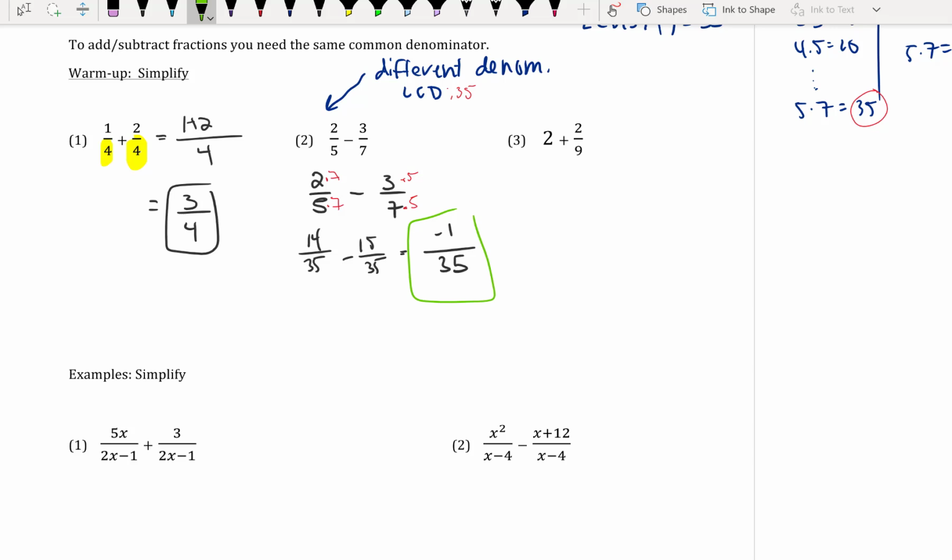Now for number 3, remember you can always put a 1 as a default denominator. That doesn't change the value. So here my LCD is going to be 9. So I multiply this first fraction, top and bottom, by 9. So I'll get 18 over 9, not equals, but plus 2/9. So 18 plus 2 will give me 20, and I have my denominator of 9.